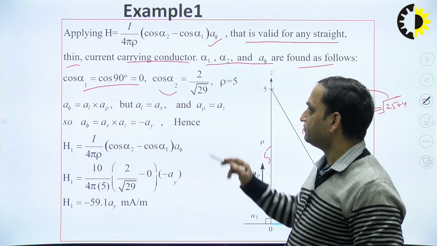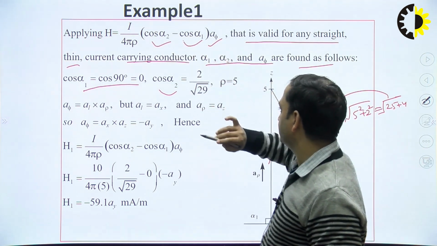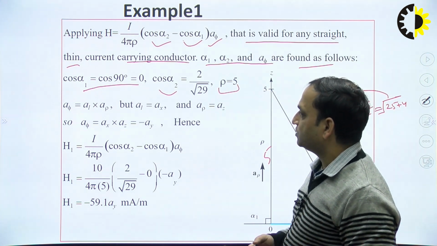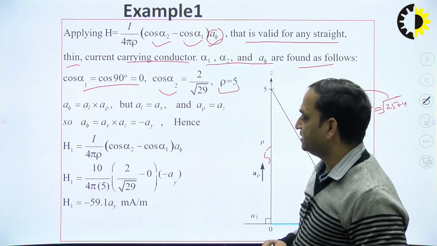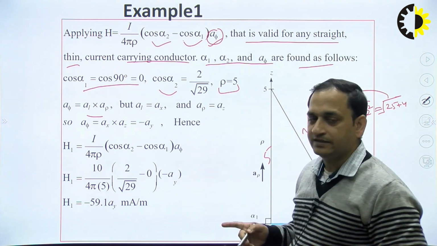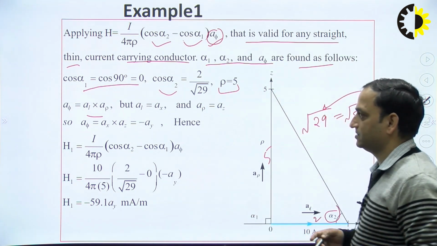So now we have cos alpha 2, we have cos alpha 1, and rho has the value 5, just put it in. Now the case is for a phi. A phi is nothing but aL cross a rho, where aL is the direction in which your current-carrying conductor is lying.